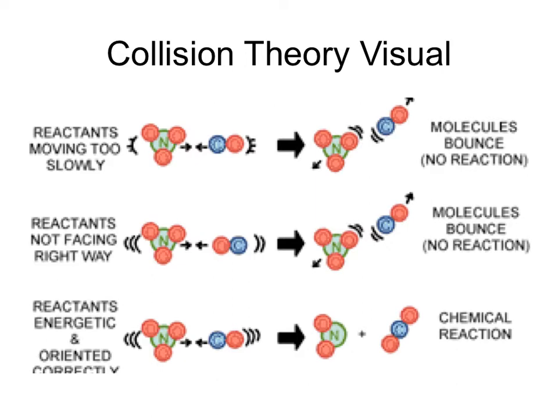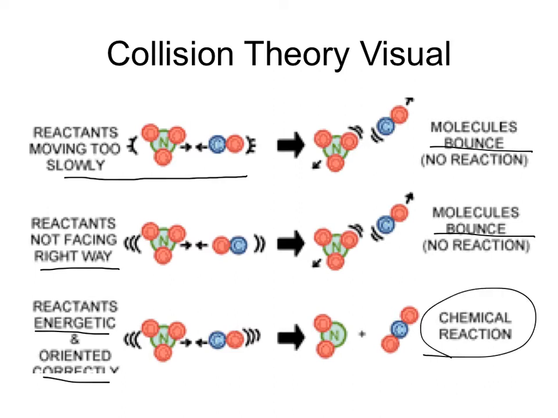If we take a look at the top diagram, you can see that the reactants are not moving very fast. They don't have enough activation energy, so the molecules bounce off of each other and there is no reaction. In the second portion of this diagram, it tells you that the reactants aren't facing in the correct direction. And once again, we see those molecules bounce off of each other and no reaction. It's only when there's enough energy in the reaction to meet the activation energy and that the molecules are correctly oriented that a chemical reaction will actually occur.